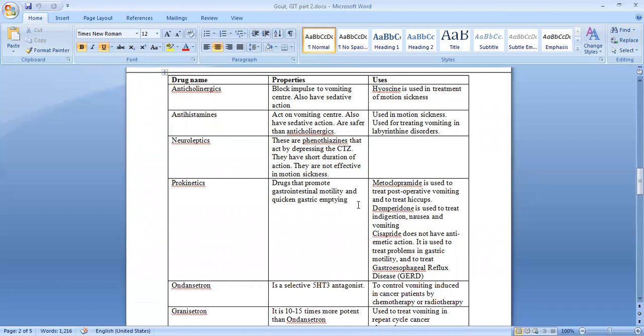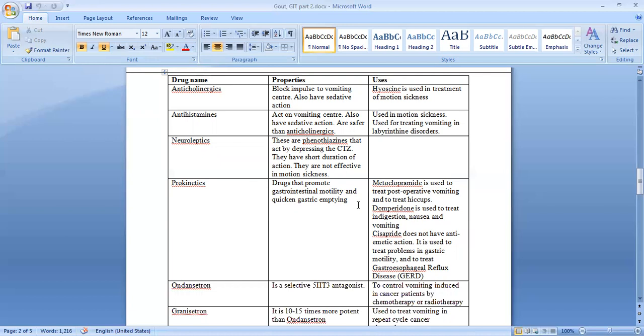Then we have compounds called prokinetics. Now these are the drugs that will promote movement, peristaltic movement, because of which gastrointestinal motility will increase. And as a result of that, the gastric emptying will become faster. So whatever is there in the stomach, if that is what is irritating and causing emesis, then moving it out of the stomach further to the intestine to be expelled out of the body, that will help to overcome the emetic effect. So that is how these prokinetics act as antiemetics.